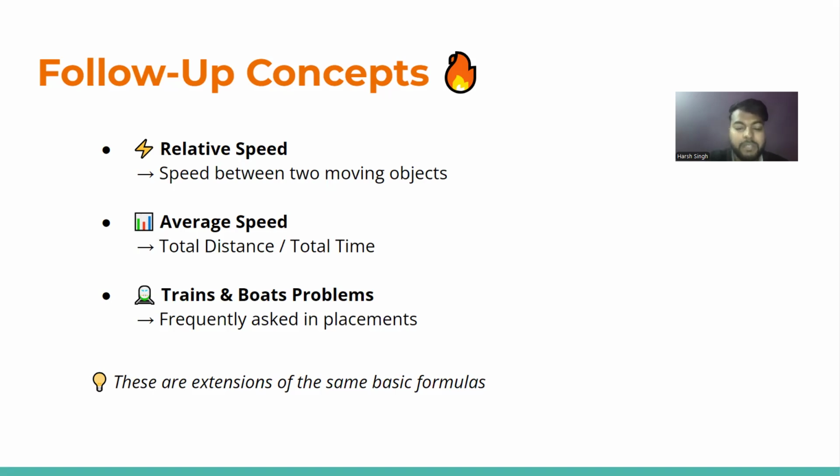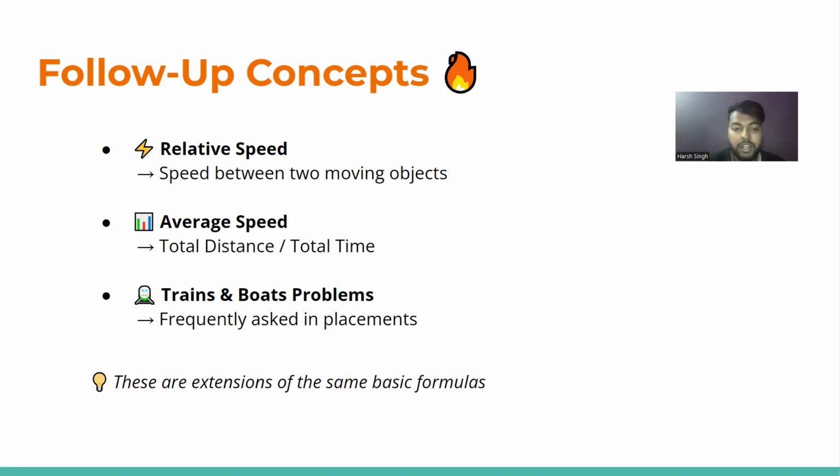For the average speed, we often get confused. Average speed is not just the average of the speeds. Average speed is total distance traveled upon total time taken. It is not a simple speed average. So we always have to calculate total distance and total time.